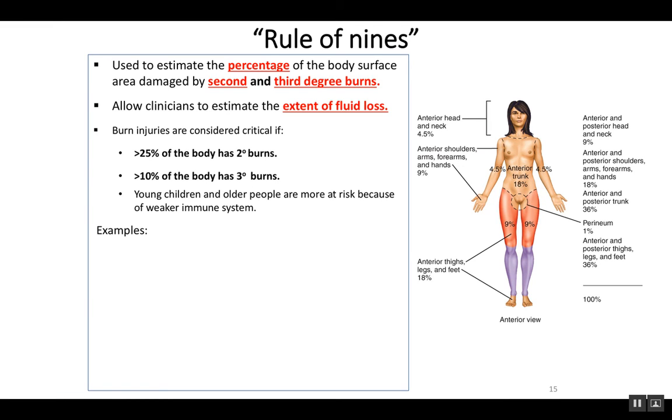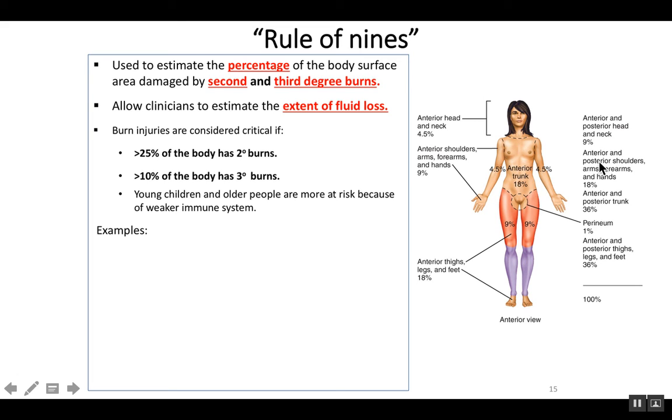So how do we do the rule of nines? If we look over here, all these numbers are largely based on the number 9. Here on the right is if we consider both the anterior and posterior areas. For instance, both the anterior and posterior head and neck make up 9%. Therefore, just the anterior side would be 4.5%, just the posterior side would be 4.5%.